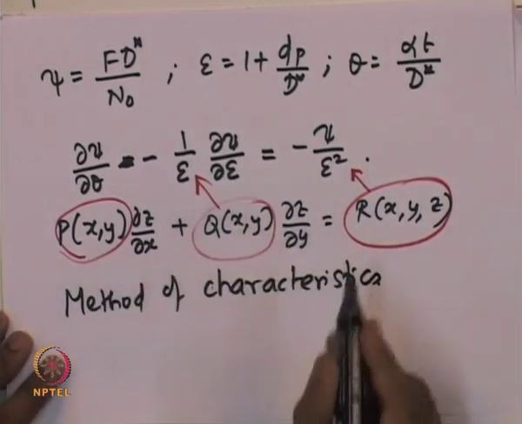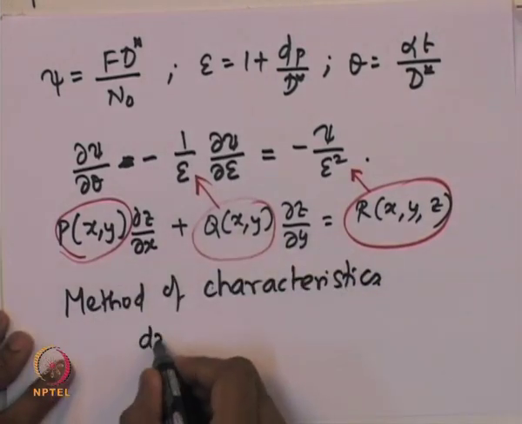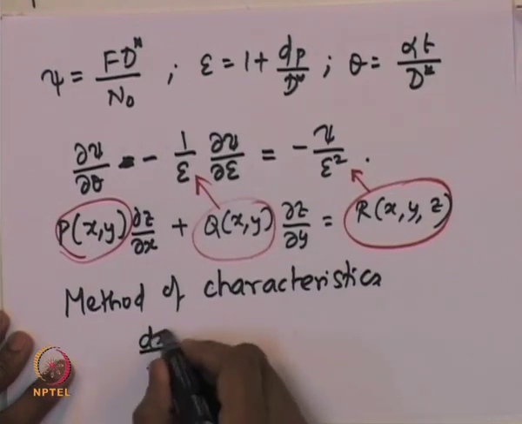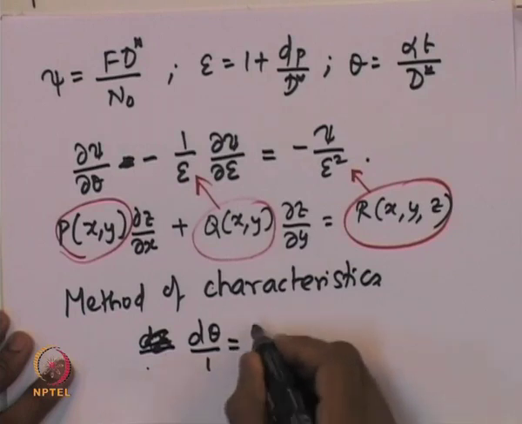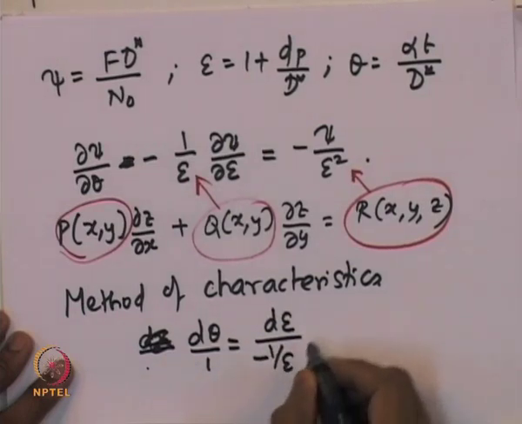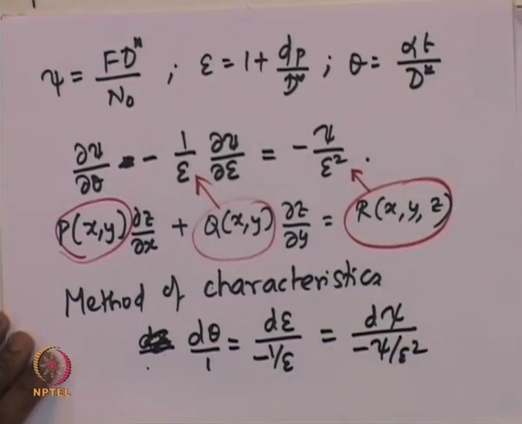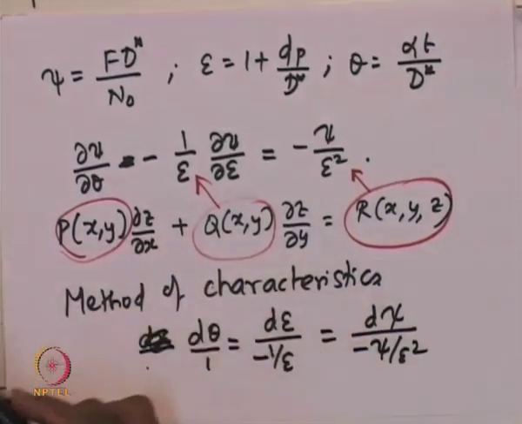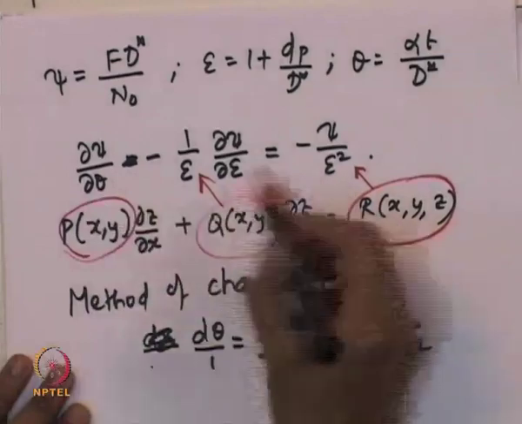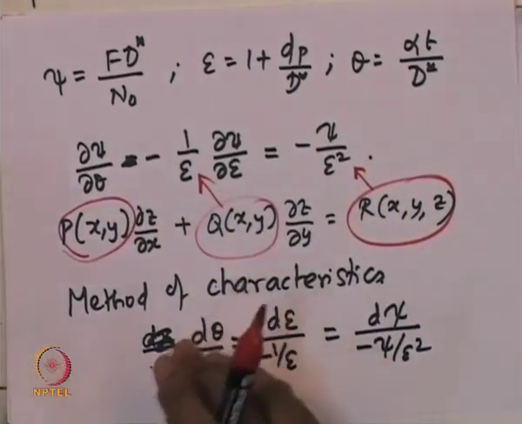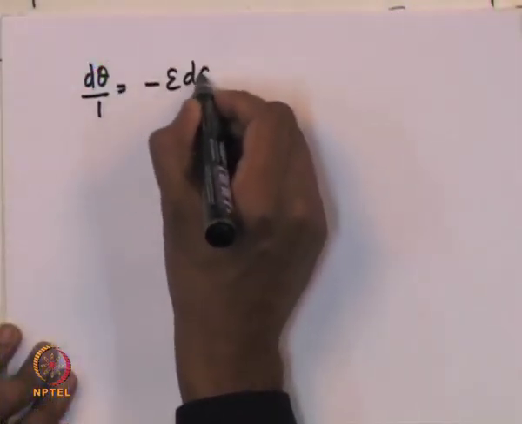Where this problem is posed in a slightly different way. So, dx by p, that is d theta by 1, is equal to d epsilon by minus 1 by epsilon, and that should be equal to d psi by minus psi by epsilon square. So, that is the way in which the population balance equation, which is written here, can be posed in terms of the method of characteristics. So, now the first two terms in the problem basically look like d theta by 1 is equal to minus epsilon into d epsilon.